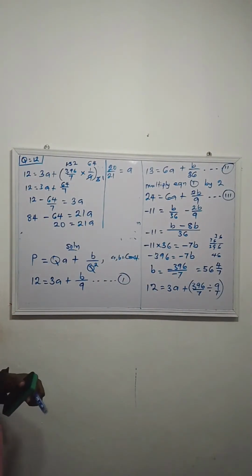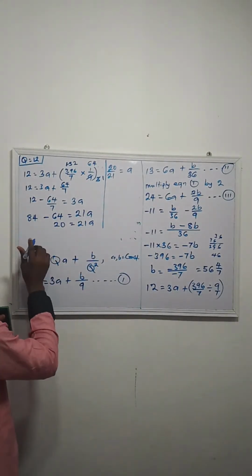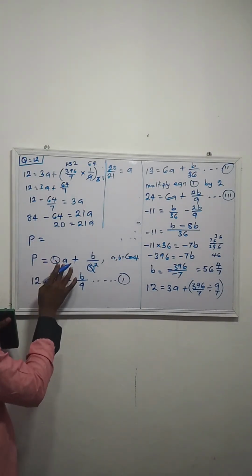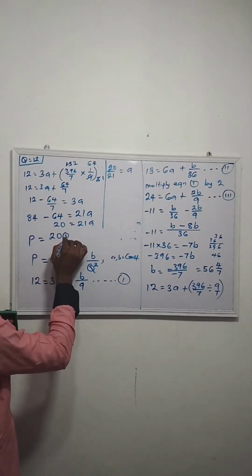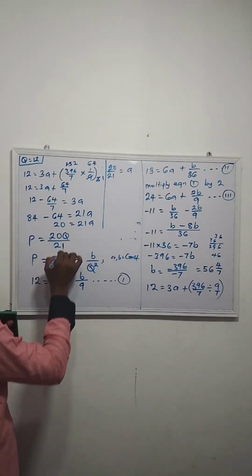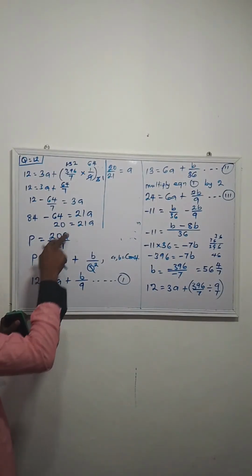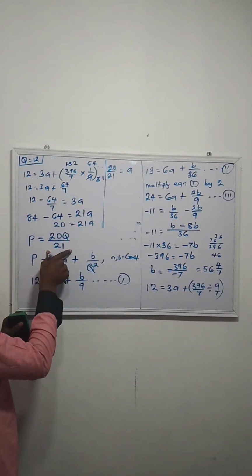So we have P equals to now Q times A. So we have 20Q over 21. You get that now? A times Q is going to give you, this is A. You multiply this by Q. So this is what you have.